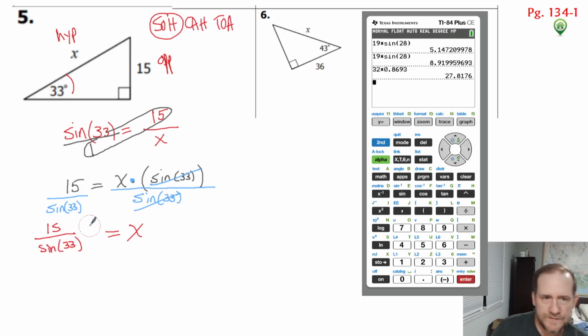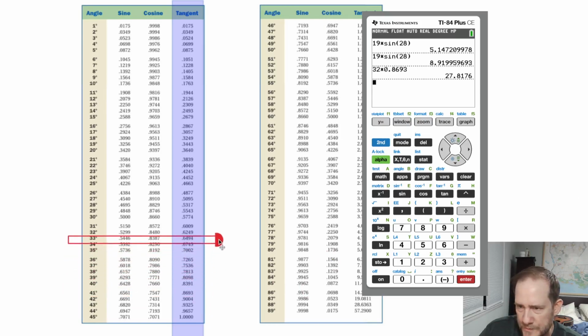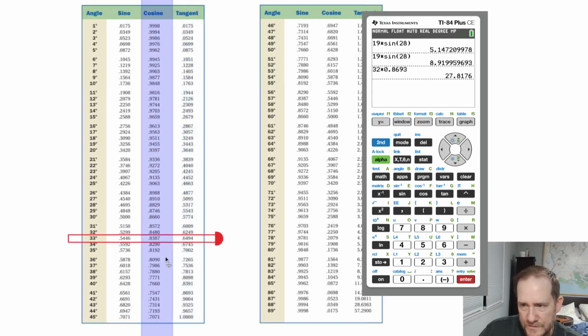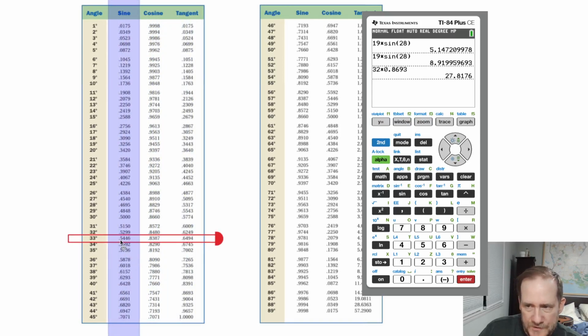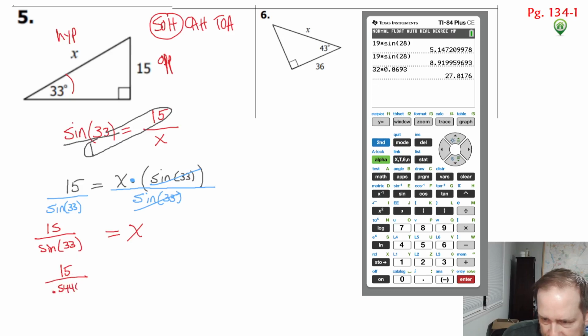And again, sine of 33 is just a number. So I would go to my little conversion chart, and I'm looking for the 33-degree angle. So I better go up, up, up. There's 33. And then I'm looking for the sine of that. So I scroll over to sine, and it's 0.5446. So if I bring that number over, then we can see that our answer is going to be whatever 15 divided by 0.5446 is.